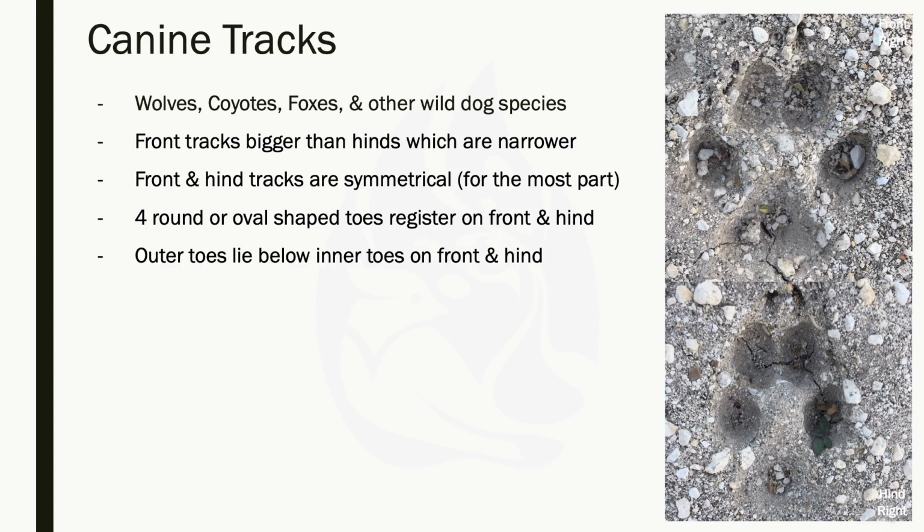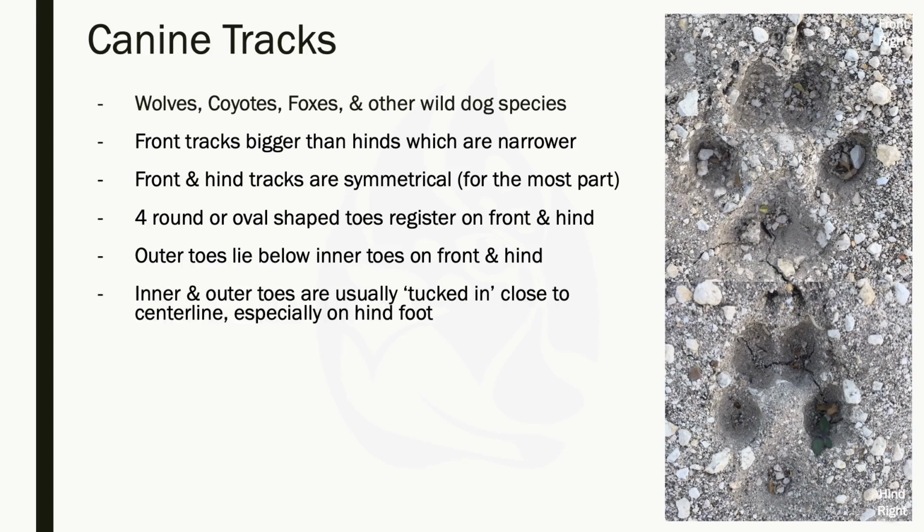Also, another key distinguishing characteristic between canines and other species with 4 toes is that the outer toes lie beneath or under the inner toes. And you can see that here. If you look at the orange line on both the front foot and the hind foot, you'll see that where the inner toes end is where the outer toes start, okay? They don't really overlap. Again, that's different from felines and some other species. So if you draw a line there and you see that, that's a key feature to look for to help you positively identify that it's a canine.